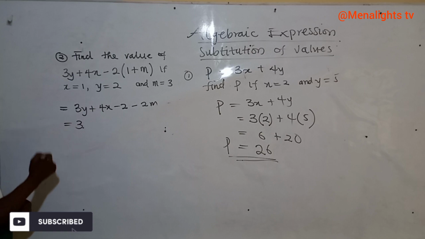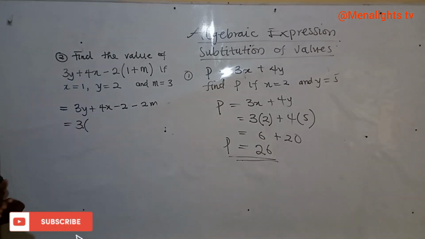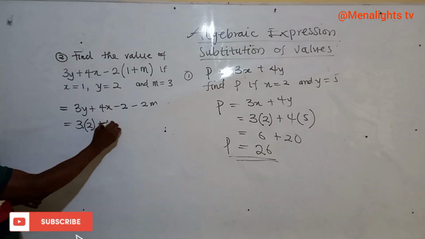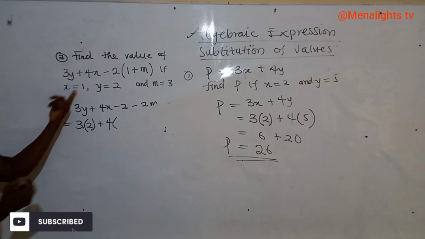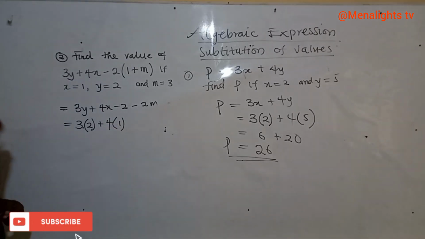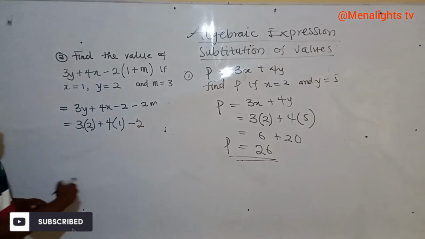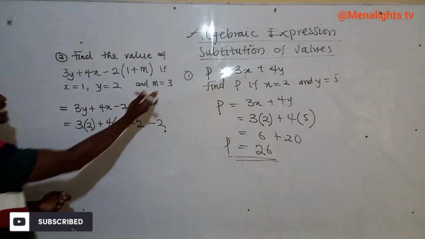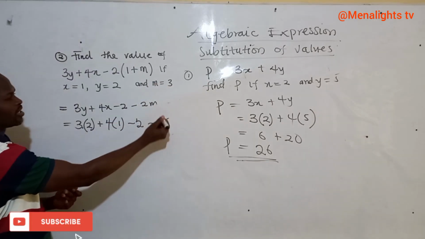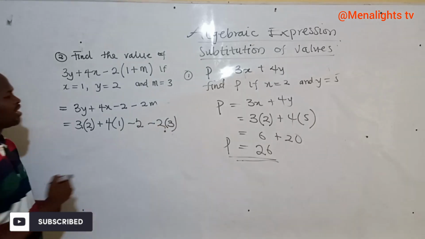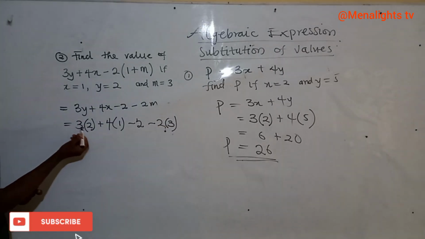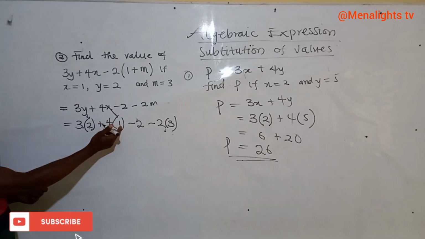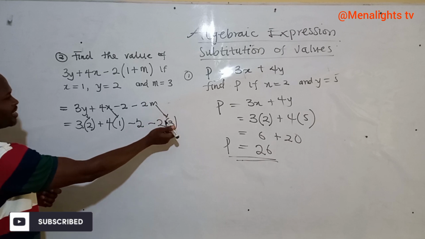We have 3y. So we are putting 2 in place of y because the question says y is equal to 2. So we put 2 here plus 4x. And then x here is 1. So we put 1 there as well. Then from there we have minus 2 there. Then minus 2m. So the value of m there is 3. So the 3 will be in place of m. So when you look at this, 3y, the y is 2. 4x, so the x is the 1 here. And then the 2m, the m is the 3 here.